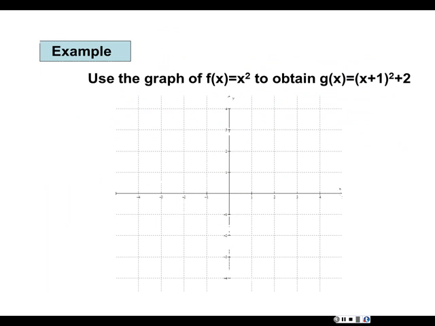Any other question? How do you know whether it's horizontal or vertical? Oh, because when you have something added to the x, you know that is the horizontal part. When something is added to the equation as a constant, for example, the plus 2, that is the vertical shift.